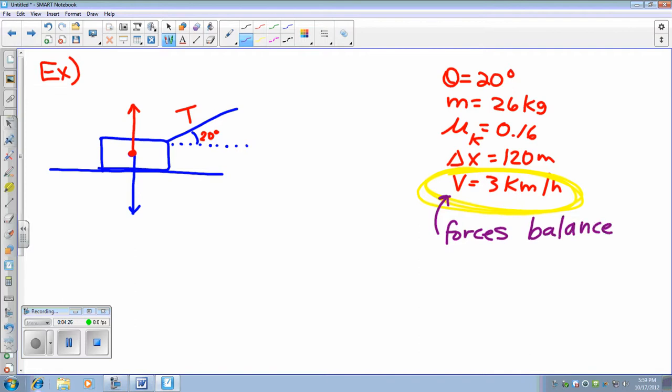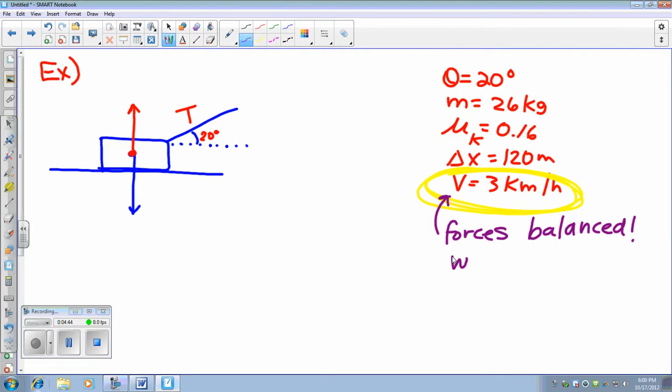Make sure whenever you see constant velocity, your brain should automatically go to, okay, that means that the forces are balanced. What can I do from here? We're not going to need this until later, but let's really quickly find the weight of the sled. So we're going to take the mass of 26 and multiply by 9.8. That'll just be useful for later.